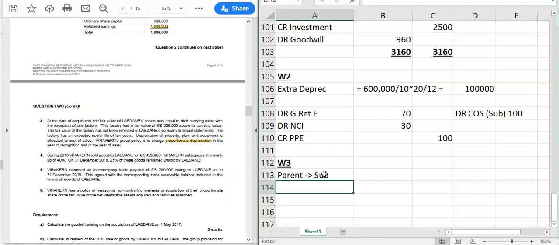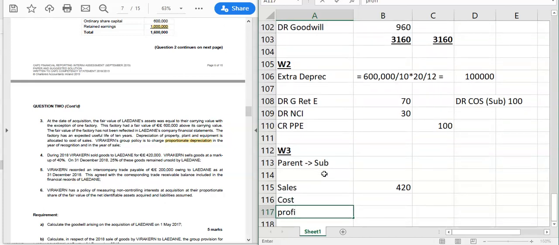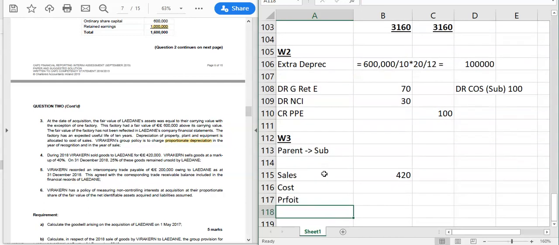That's important because it depends then where the unrealized profit is. In this case, the unrealized profit is in the parent's accounts, so it has no impact on the NCI. So direction is important here. So the sales were 420. The costs we don't know, and then we want the profit to calculate.